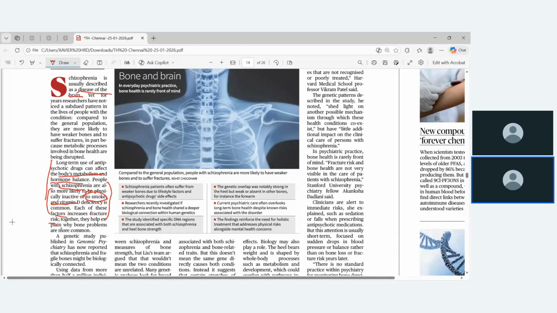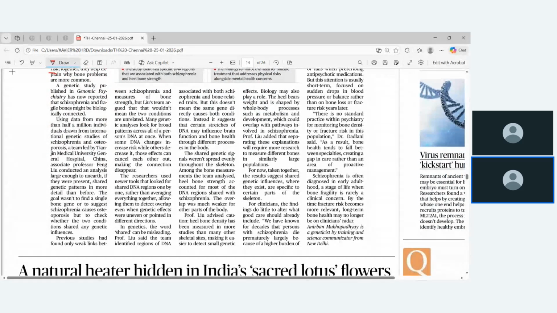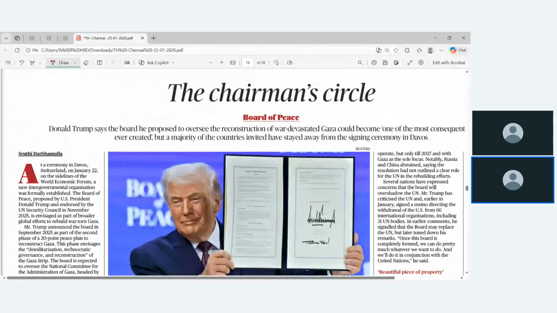And genetically it has been linked, after analysis of the DNA from these particular patients, it keeps moving to the next generation also. That is what they have mentioned in the last paragraph: it is often diagnosed in early adulthood, a stage of life when bone fragility is rarely a clinical concern. Any disease, if you find it at the beginning, can be treated well. That's one.